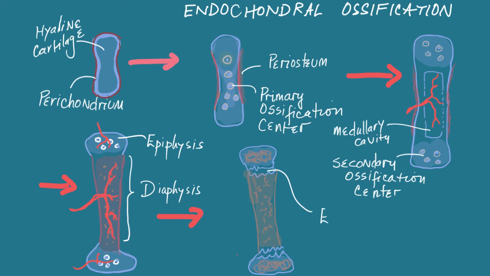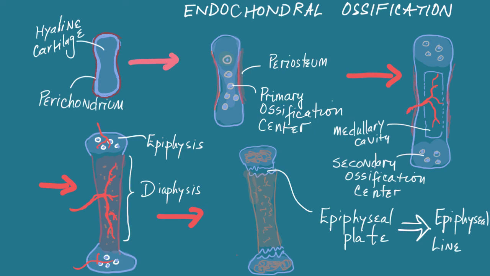There is an epiphyseal plate that marks the junction between the diaphysis and the epiphyseal regions. We also call this the growth plate because this is where growth in length takes place during puberty. Once puberty is finished, the epiphyseal plate becomes very thin and it is just an epiphyseal line.